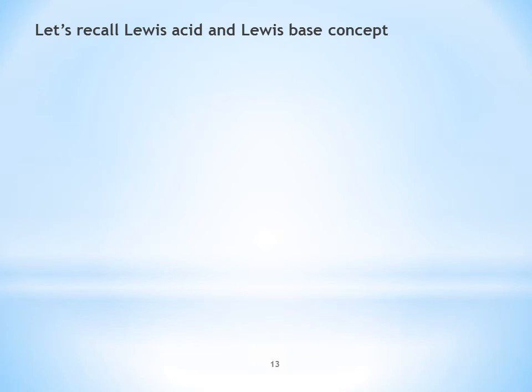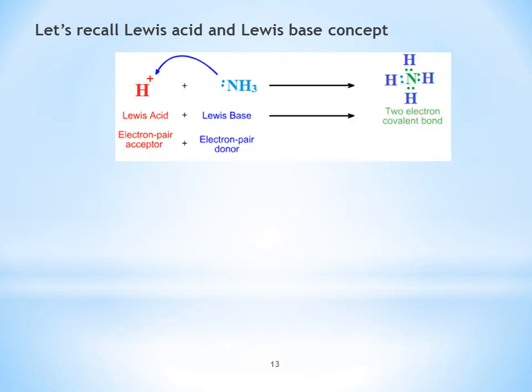To understand this, let's recall the Lewis acid and Lewis base concept. What happens? The lone pair on the nitrogen atom of ammonia is shared with the H+ of nitric acid, forming a dative or coordinate covalent bond, making ammonia a Lewis base, while the proton of nitric acid acts as a Lewis acid.